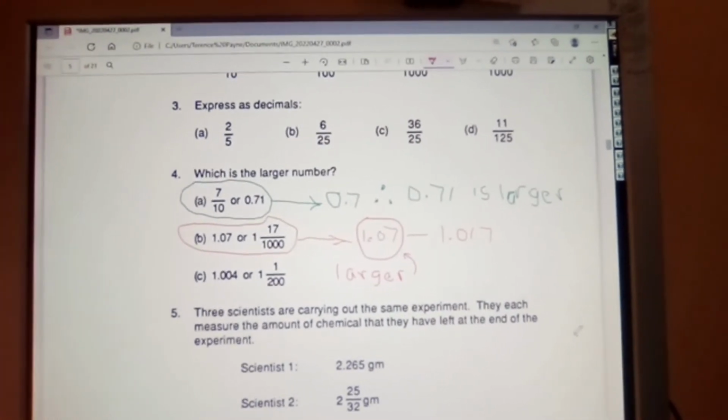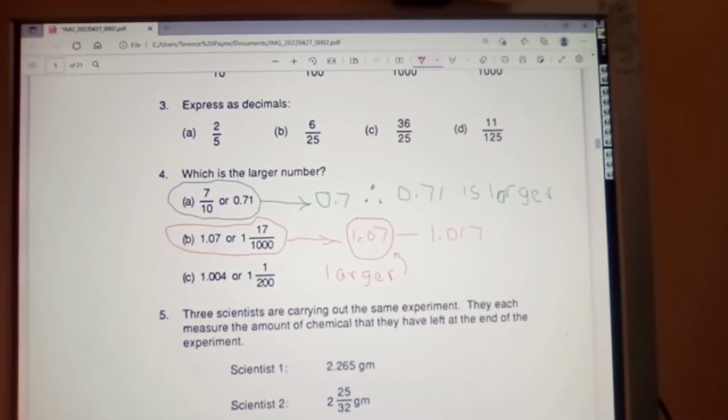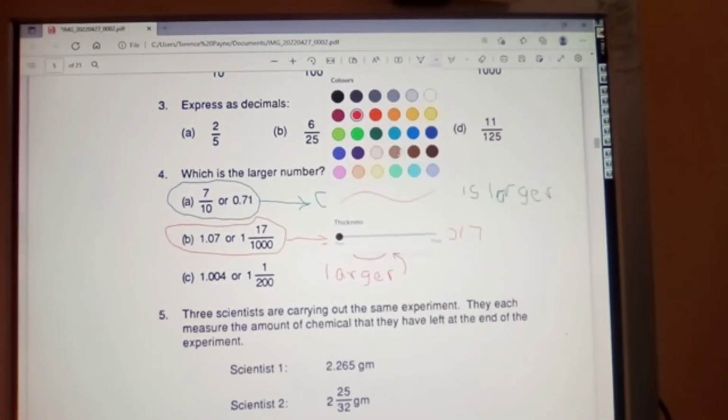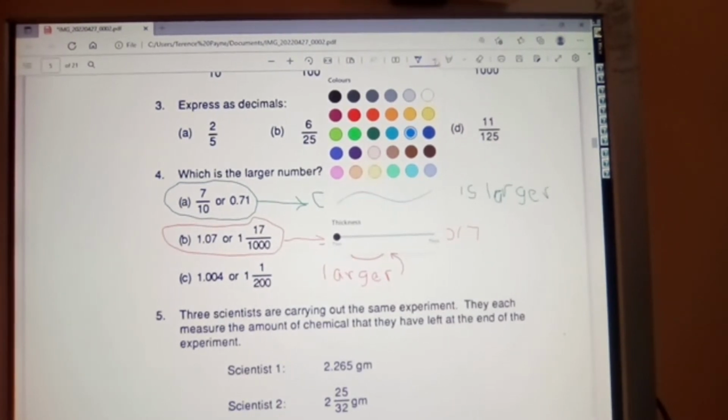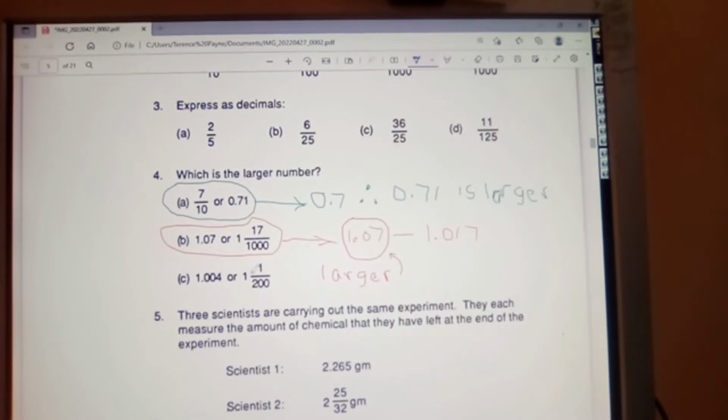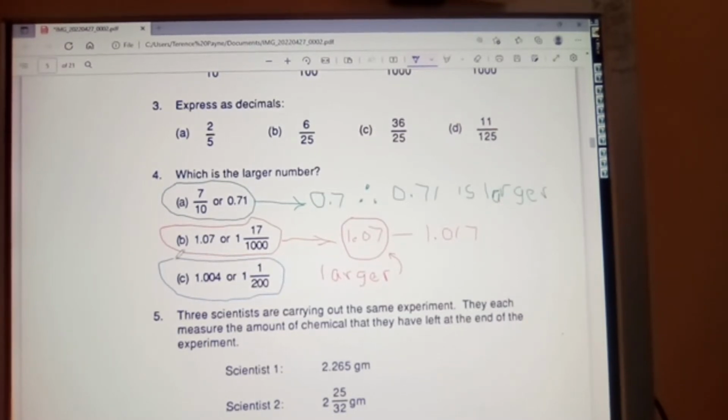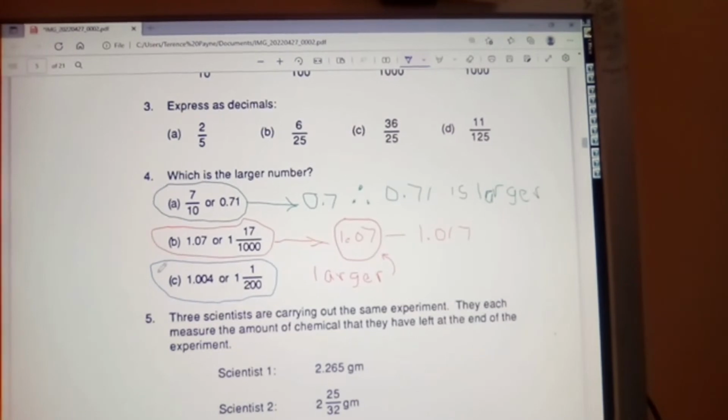Okay, so let me choose a different color for this one as well. I'll go with blue. Okay, close them down for now. We're looking at this one now.